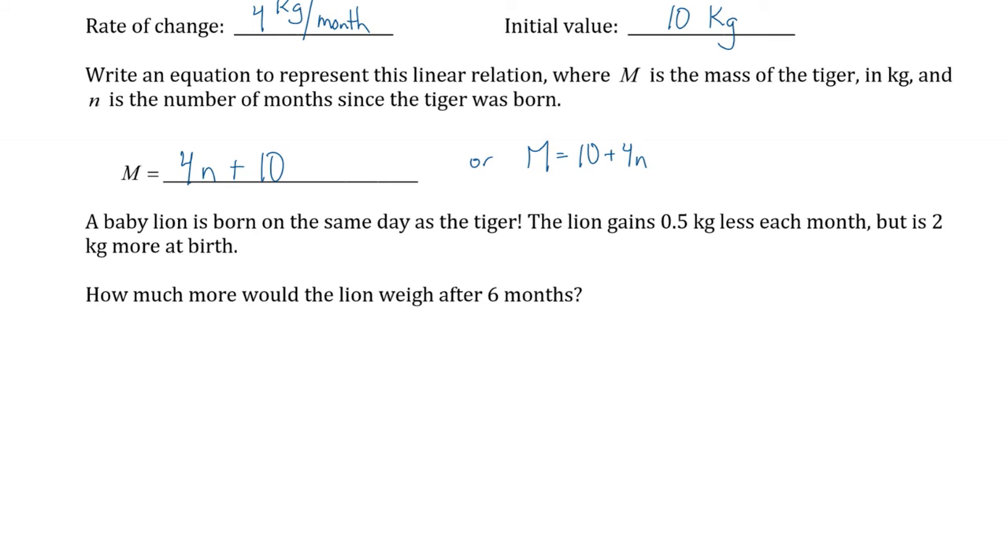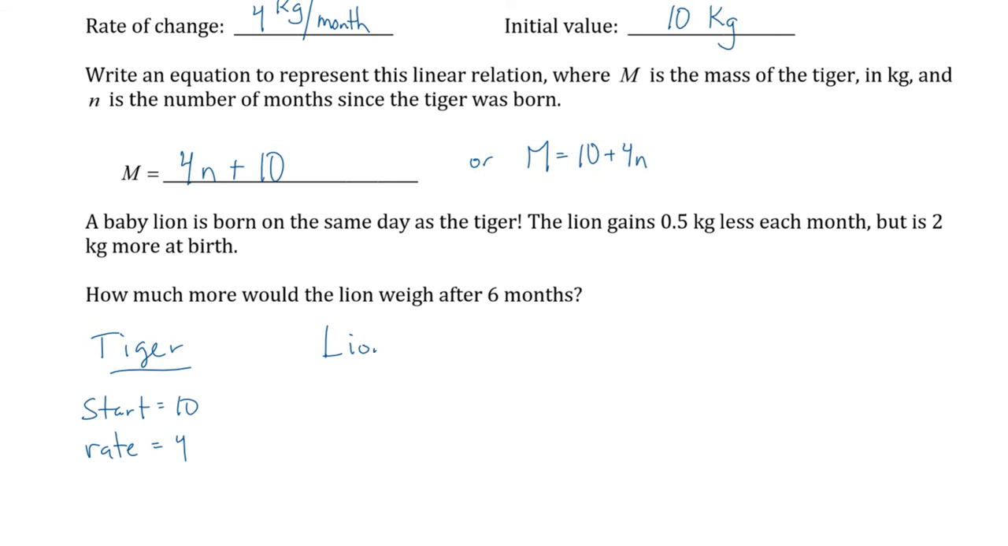What have I said over and over and over again for weeks and weeks now? It always comes down to where does it start and what is the change. So let's see if we can do that. First of all, I'm going to summarize the tiger. The start was 10 and the rate, or the change, was 4.